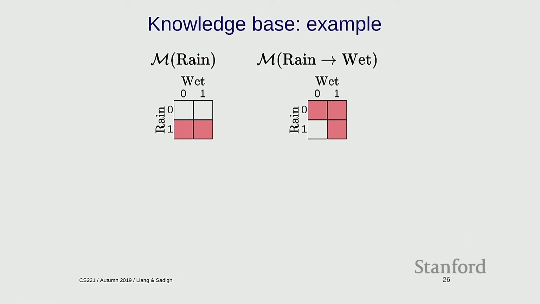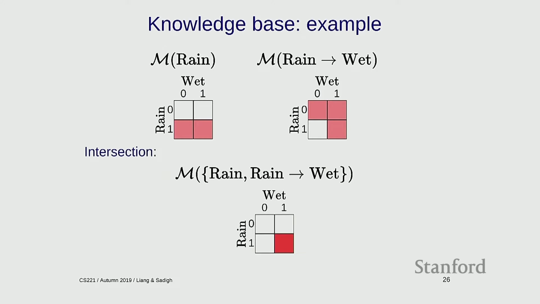Okay, so here's an example of a knowledge base. If I have rain, that corresponds to this set of models. Rain implies wet corresponds to this set of models, and if I look at the models of this knowledge base, it's just going to be the intersection, which is this red square down here. Okay, any questions about knowledge bases, models, interpretation functions so far?